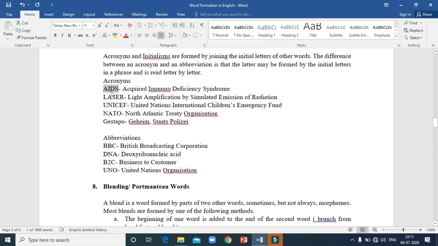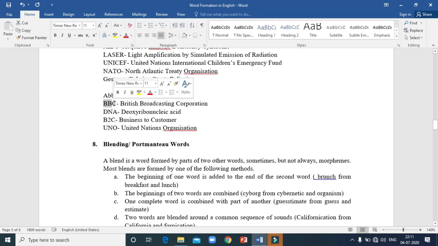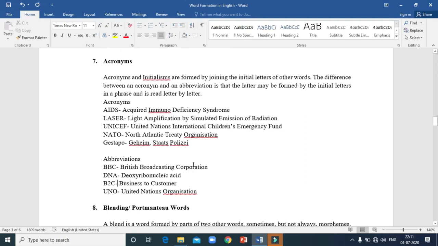Again, laser, light amplification by stimulated emission of radiation. And UNICEF, NATO, Gestapo, these are all examples of acronyms. So acronyms are pronounced as full words. Then abbreviation, we will pronounce it letter by letter. It's not BBC as a word, it's B-B-C, British Broadcasting Corporation. DNA, B2C, UNO, not UNO as a word, it's U-N-O. So that is the difference between acronyms and abbreviations. In abbreviation, the initial letters of the phrase are read letter by letter. Acronyms are read as a word.